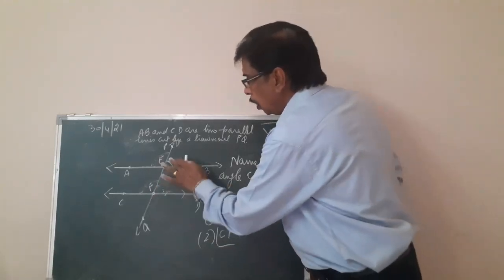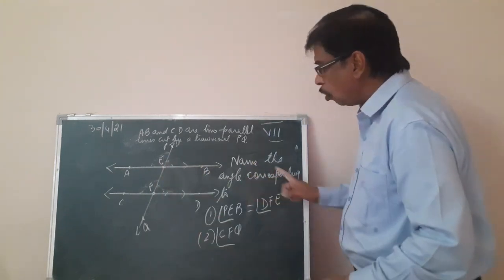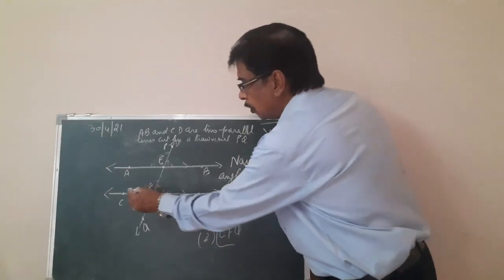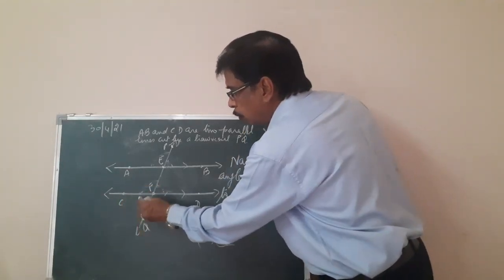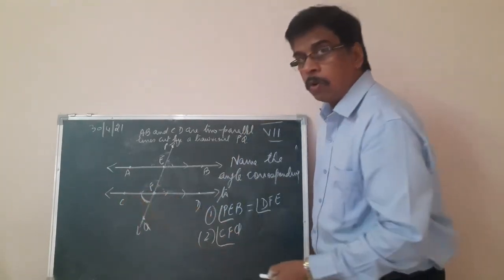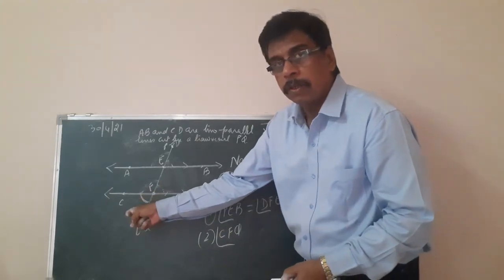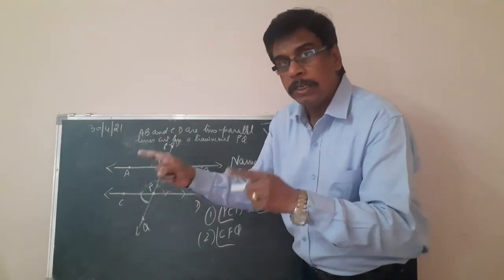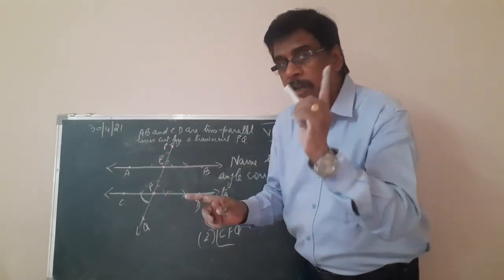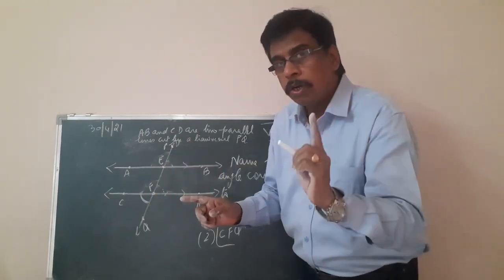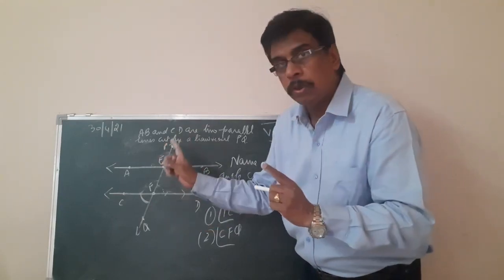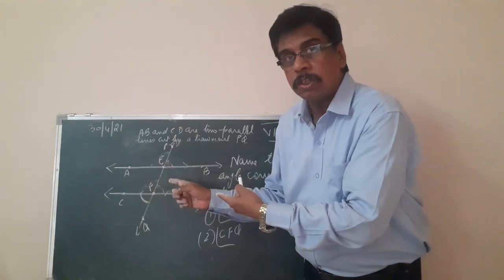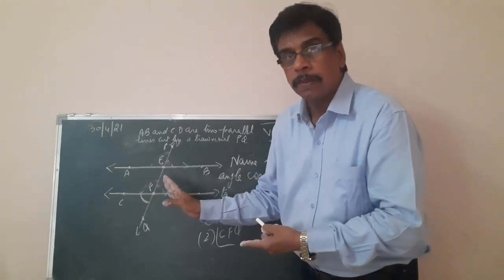Next one. They said name the angle corresponding to angle CFQ. Mark CFQ. This angle. Now corresponding to this angle, I told you one exterior, one interior on the same side. You must know your definitions. If you understood what I told you yesterday in the class, I explained all this. Plus I did a revision just at the beginning to make you understand this.